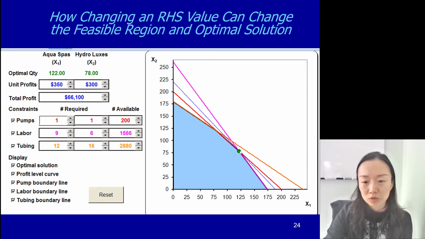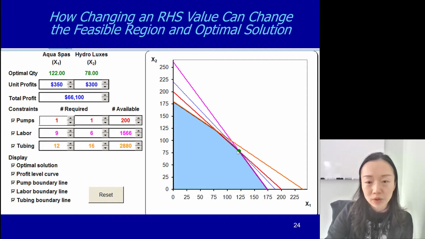Say the current optimal solution occurs at this corner point where this purple line and this red line intersect. If you recall, the purple and the red line represent the first two constraints. So if we change any part of the first two constraints, this point will move, because one or both of those lines will change. But if we change this orange line here, the feasible region will change, but the optimal solution will still be this point.